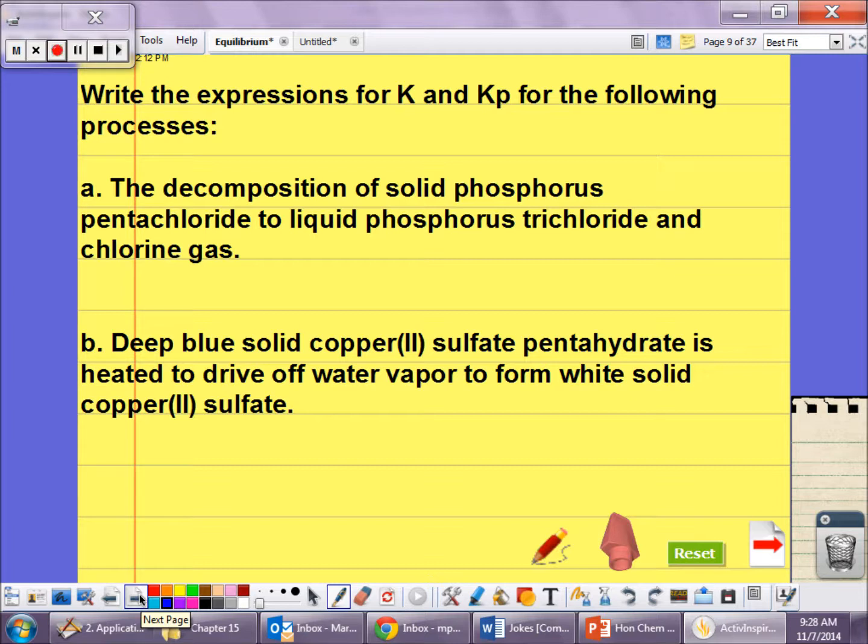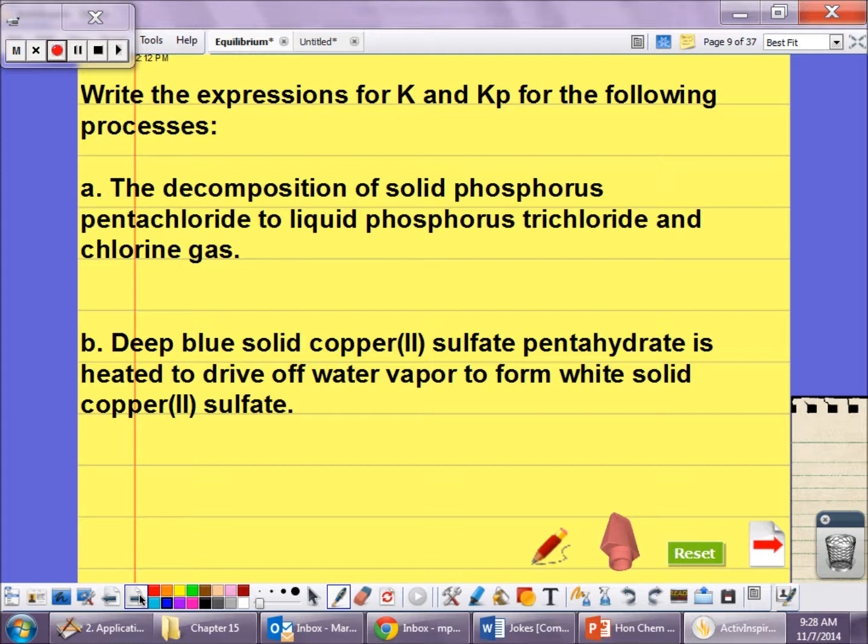Okay, now one thing I need to say, listen carefully. In the equilibrium constant expression, you do not include pure solids or pure liquids. If you see S for solid or L for liquid, you do not include those. You only include species that are aqueous or gas. For gas you can use concentration or pressure. For aqueous you will only use concentration.